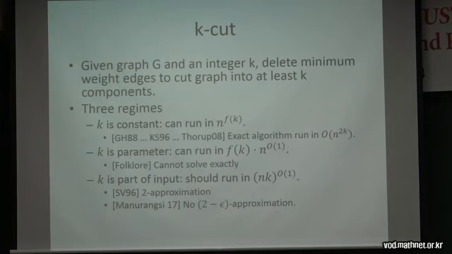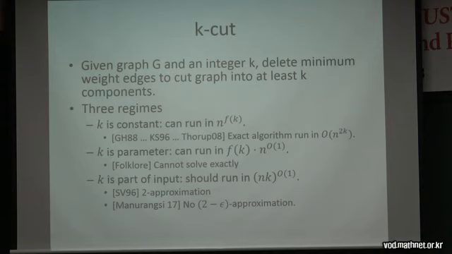Here's what we already knew in these three regimes. Okay? Even when K is constant, it was not entirely obvious how to get an exact optimization algorithm. It was first done by Goldschmidt and Hochbaum in '88. The first running time for an exact algorithm was n to the K squared. And then after a series of works, it was improved to n to the 2K.